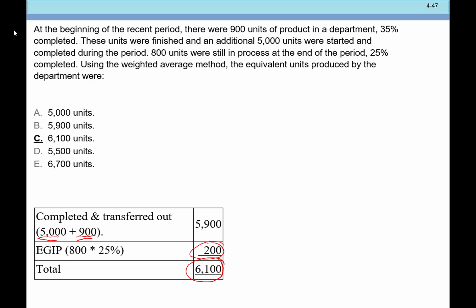Huh? The 5,000 and the 900 add each other. The other one is 800 times 25%. Those are the items in ending inventory, right? The wording in this question is a little different from some of the others we saw, right? Because for the others, to get the units completed and transferred out, we had to subtract the ending inventory from the units started and then add the beginning. Here, the way they worded it, they told you there were 900 units in production that were completed and transferred out, plus another 5,000 units were completed and transferred out. In that case, you have to add those two numbers together, and you don't have to worry about making the adjustment for ending inventory.